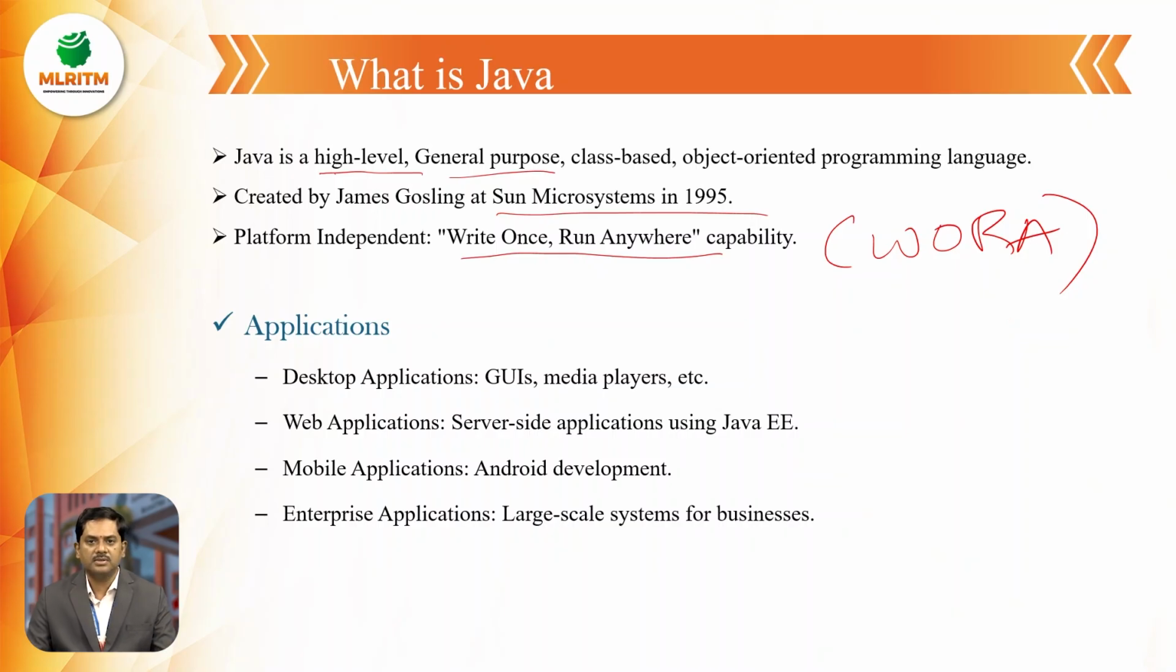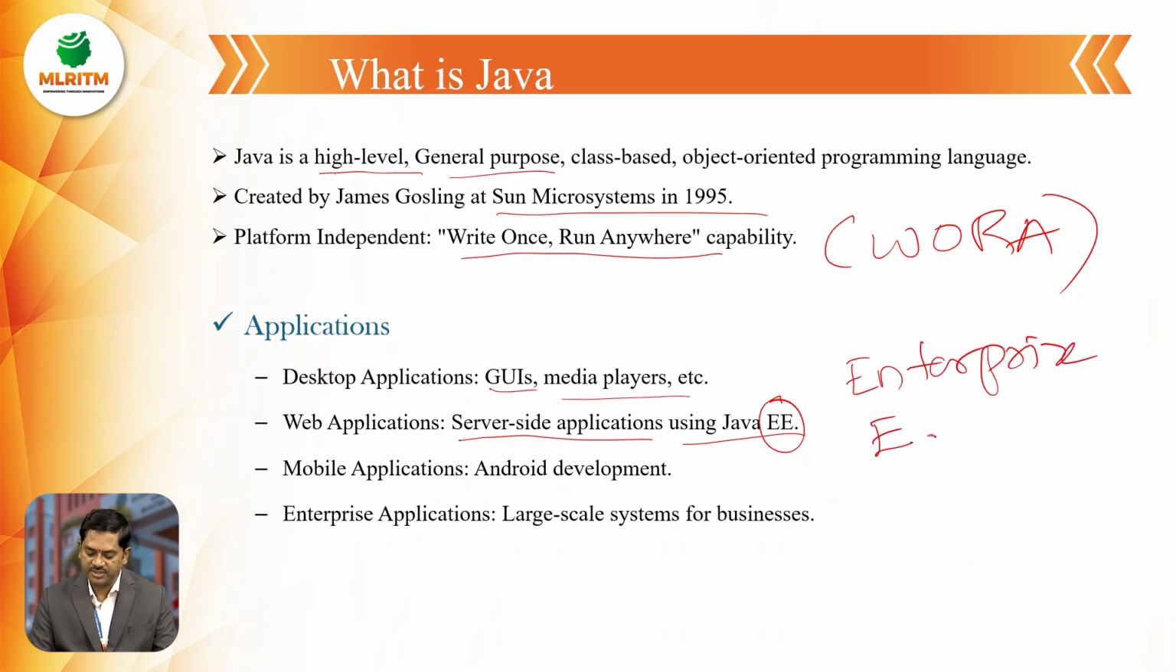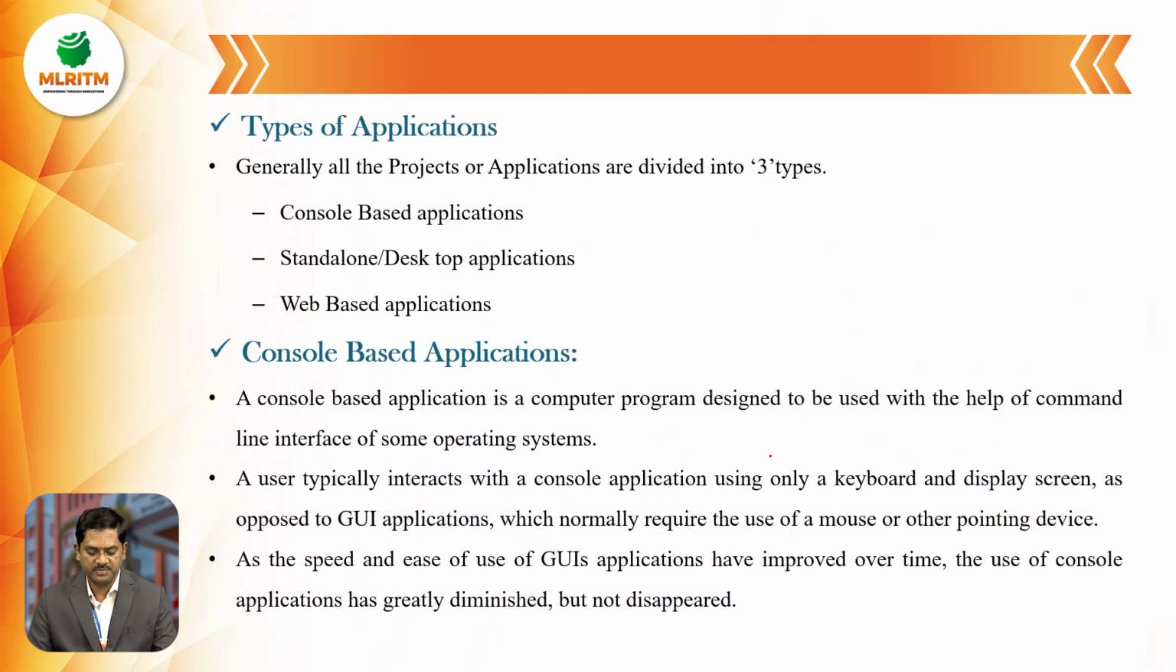Coming to the applications of Java, most of the applications come under desktop applications, which have graphical user interfaces, media players, etc. Coming to web applications, we use it for server-side applications using Java Enterprise Edition. Double E is called Enterprise Edition. This is where we use Java in website applications. Coming to mobile applications, it is completely used in Android development. And coming to enterprise applications, it is very much used for large scale systems for business purposes.